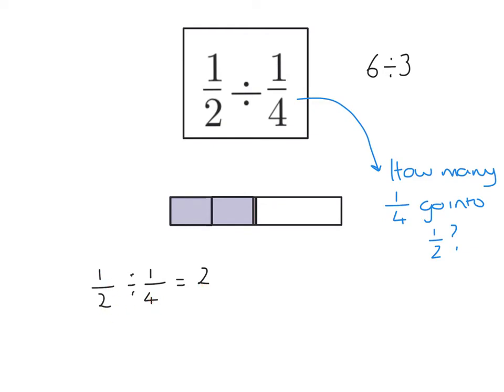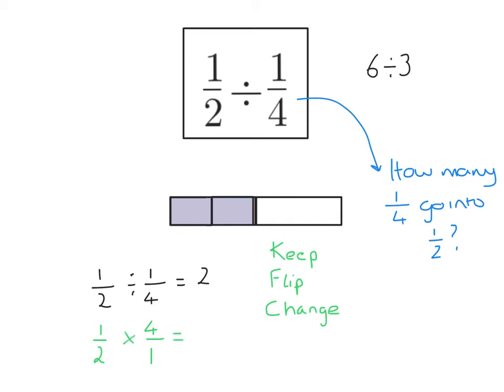So this is why something we called KFC actually works. KFC. The K stands for keep the first fraction. The F stands for flip the second fraction. And the C stands for change the sign to the opposite one.